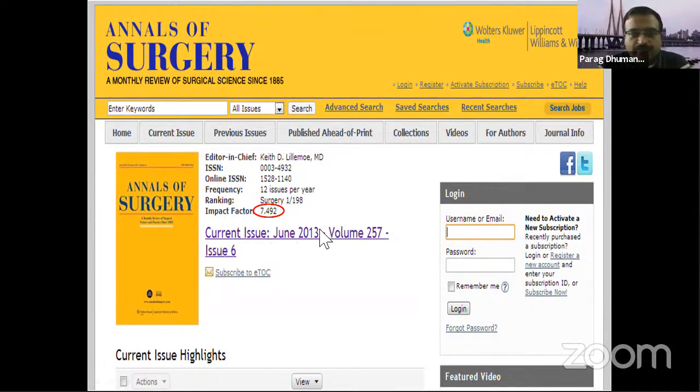Then these are the current issues, and you can always go to Online First. So you will find some articles which are already published online, but have not yet been assigned a journal issue.